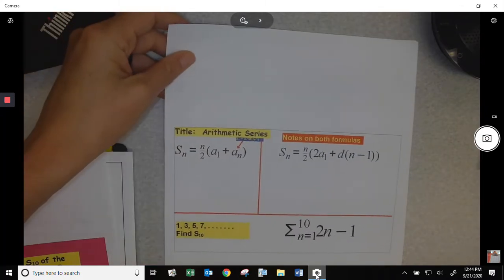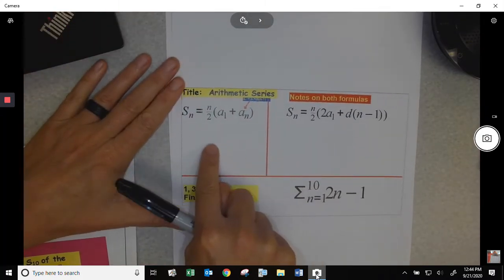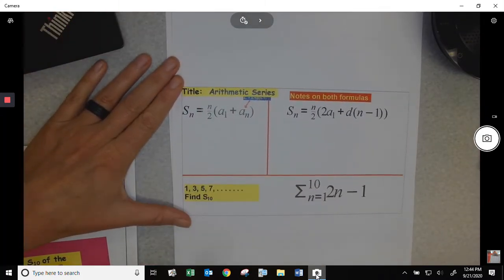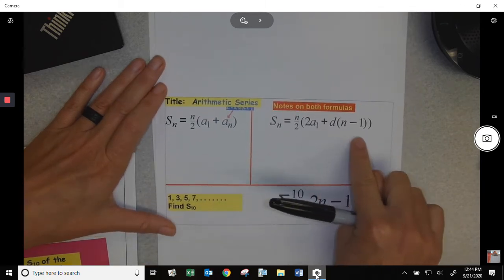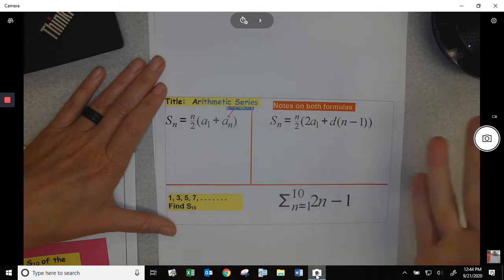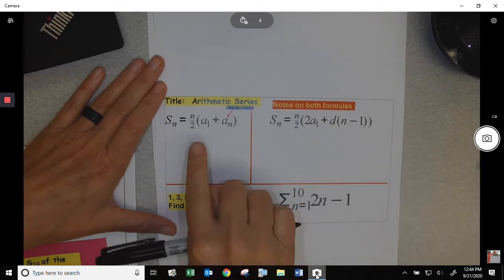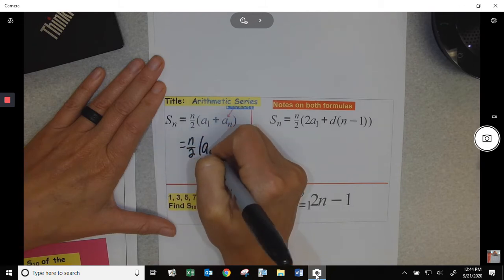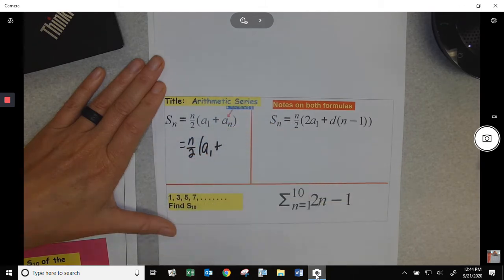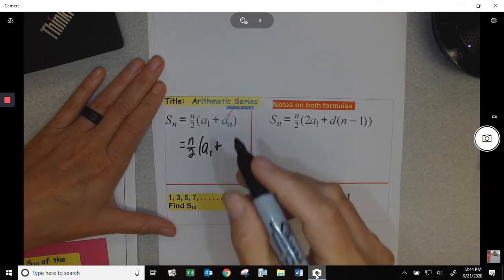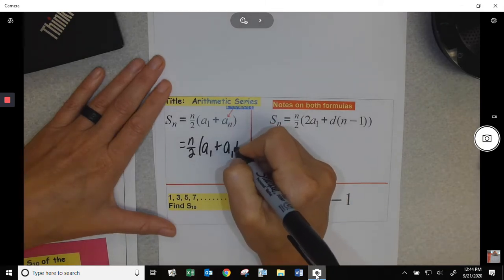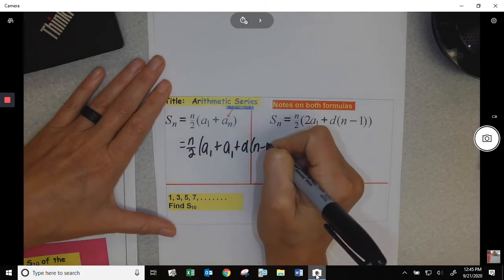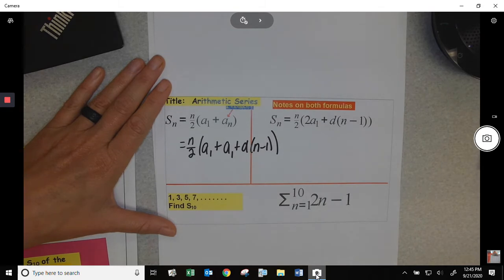Now I'm going to show you this guy. This is the formula that I just showed you for the sum of an arithmetic series when you don't want to add them all up. However, this one over here does the exact same thing. And where this one comes from is if you take the original and you replace a sub n with the formula that you already learned, which was a sub 1 plus d times n minus 1. We learned that's what a sub n always equals.